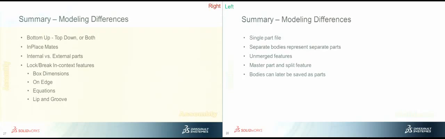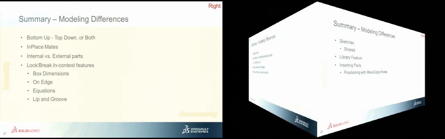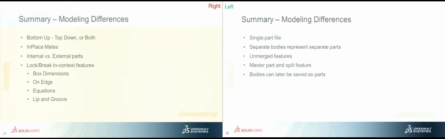I used a single part file. I used separate bodies. I had to pay attention to what I was merging and what I wasn't merging. I used the master part technique with not the split feature, but we used the save bodies. You could have also used the split feature, and the bodies could be saved later in the assembly by using the individual parts. I use both the top-down, bottom-up modeling together. You saw the problem with the in-place mate, internal, external parts, locking and breaking in-context features. You have to consider the far end as you're creating them and going through.